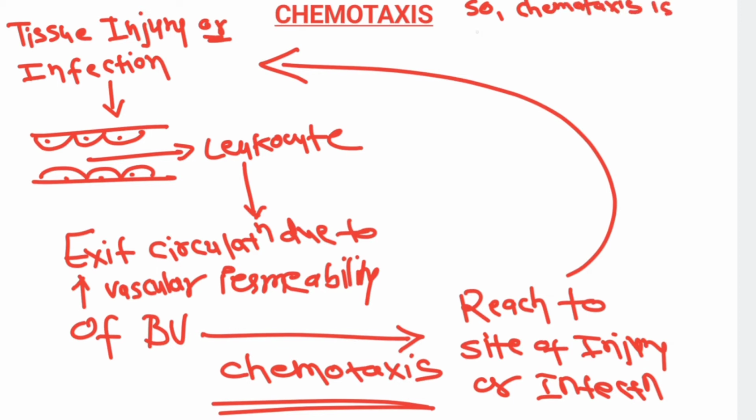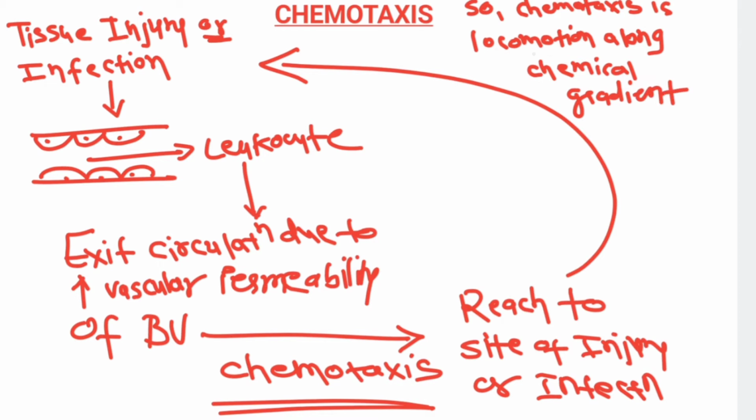So chemotaxis is a locomotion, meaning movement of leukocyte along the chemical gradient, right? So it's a locomotion along the chemical gradient, locomotion movement of leukocyte. All right.